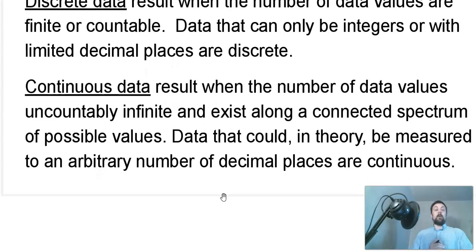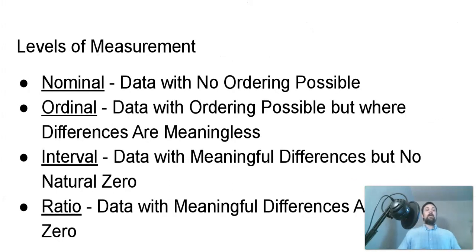So that's what you want to look for with continuous data. Could something like that, in theory, be measured to that many decimal places? If in theory you could measure it to whatever degree of accuracy or precision that you wanted, with as many decimal places as you wanted, that would be continuous data. Discrete data has a limitation at some point. All right. So that's the difference between discrete and continuous. We'll do some examples later, and hopefully you'll get a chance to practice telling the difference.